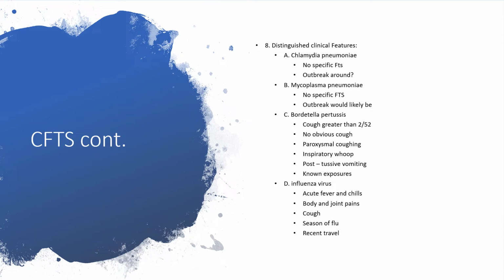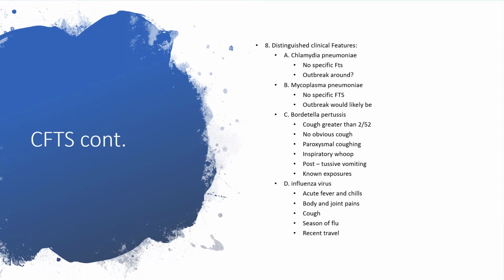Still on clinical features, we have to distinguish certain clinical features to be able to come down on particular causes. Chlamydia pneumonia will have no specific features, but you need to find out, do we have an outbreak around? In case of Mycoplasma pneumonia, though there will be no specific features just like chlamydia, it is more likely that there will be an outbreak around. In case of Bordetella pertussis, the cough will be greater than 2 weeks, or sometimes you don't find an obvious cough, but if the cough is present, it will be paroxysmal in nature, associated with inspiratory whoop and post-tussive vomiting.